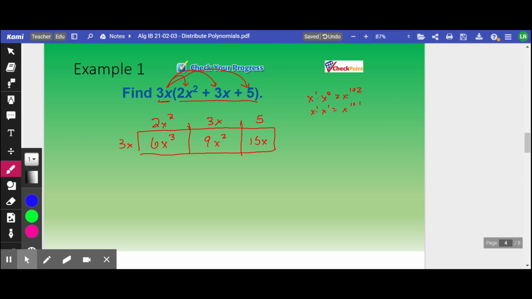And we just need to write this in standard form. We look at the stuff in the middle. None of them are like terms. So I just have 6x to the third plus 9x squared plus 15x. And don't forget those plus signs. It'd be silly for me to have to mark them wrong because you forgot to put a plus sign. Okay, so that's the basics of distributing polynomials.